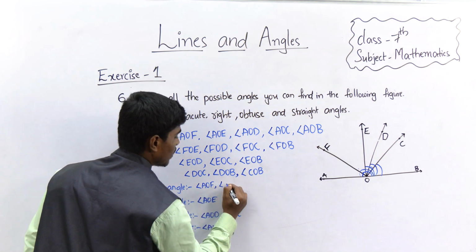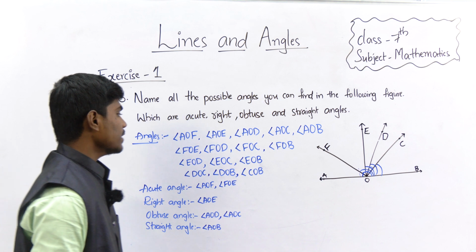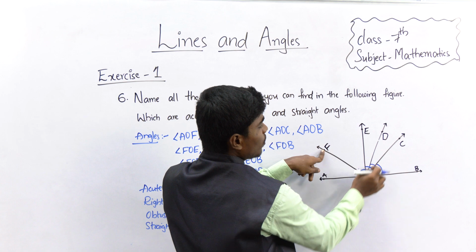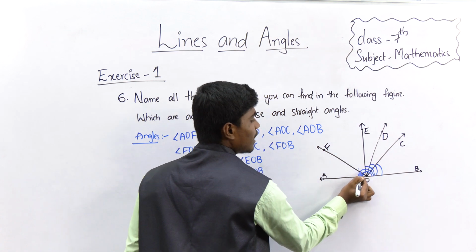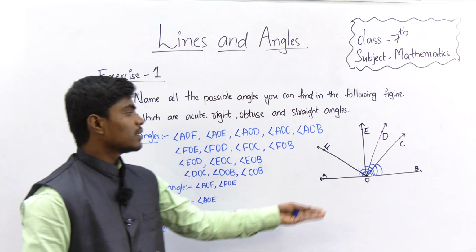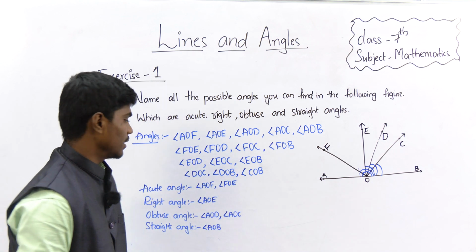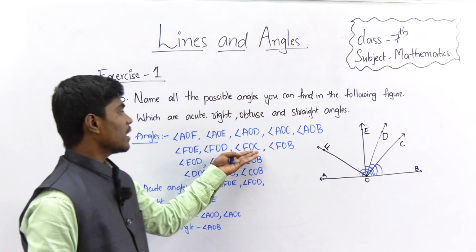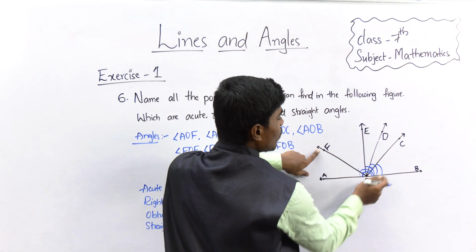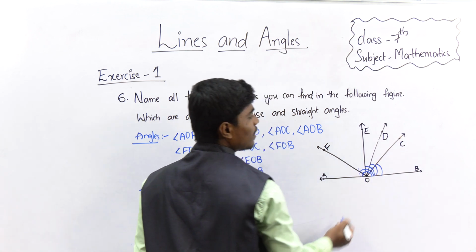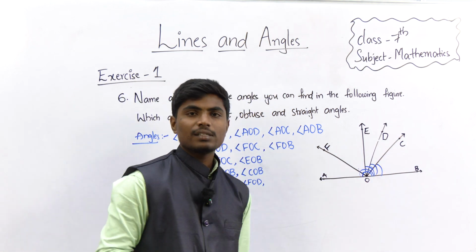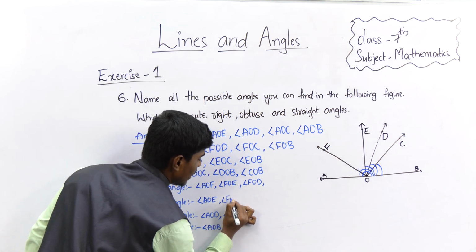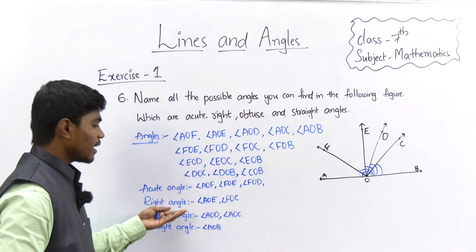So angle FOE. Next, angle FOD. This is also less than 90 degrees, so this is also an acute angle. So angle FOD. Next, angle FOC. This is a right angle, which means the angle is 90 degrees. So angle FOC is the right angle.